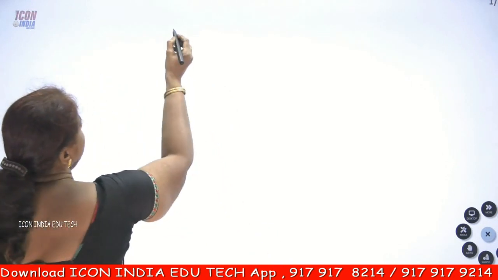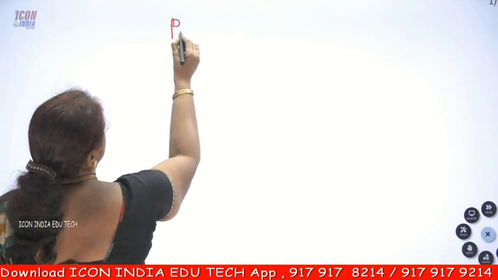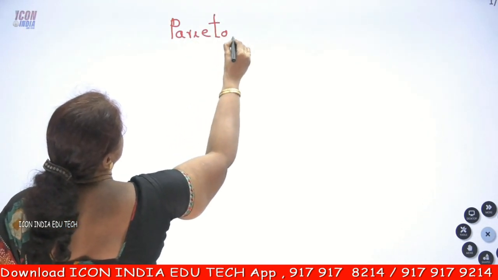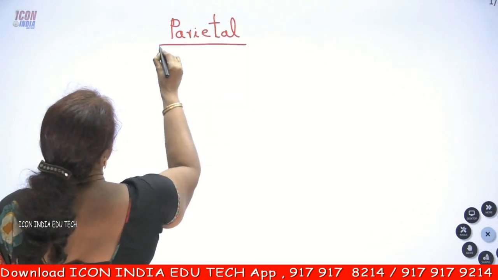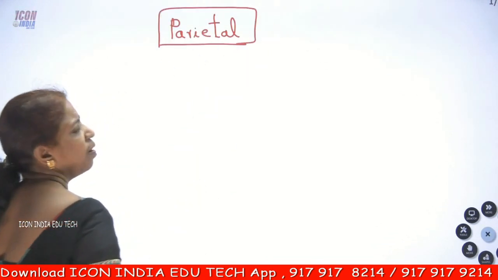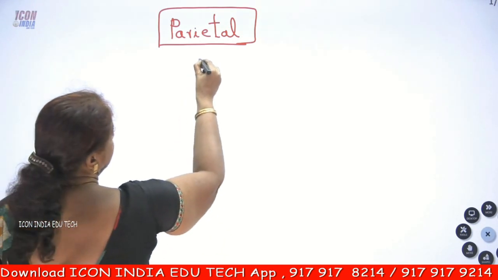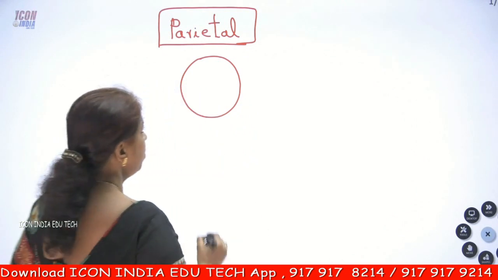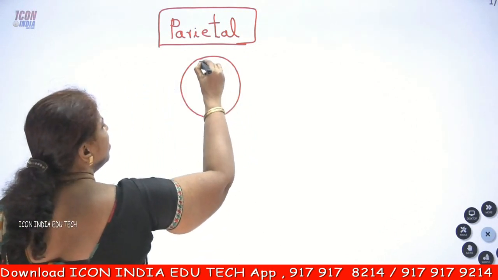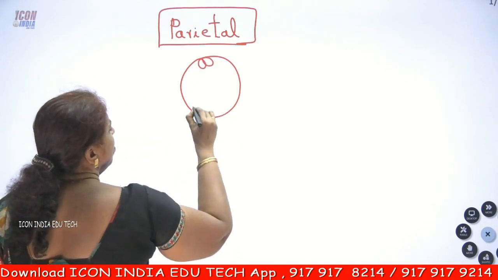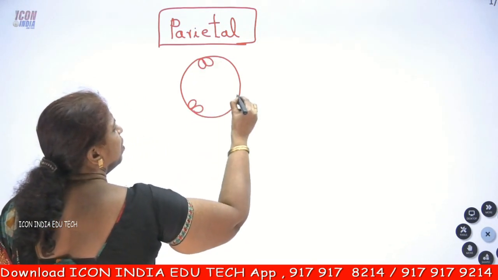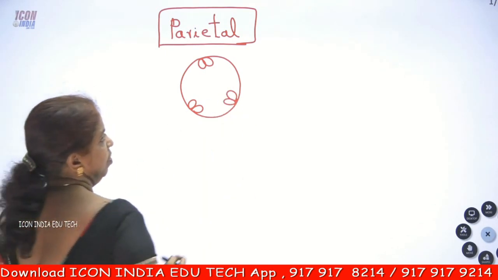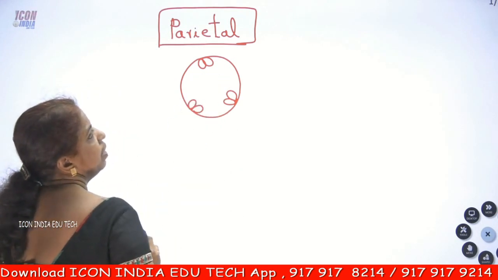The next one is parietal placentation. See that the ovules arise from the inner wall of the ovary. So look here, you mention like that. A simple diagram, inner wall of the ovary or peripheral part of the ovary, that is called parietal placentation.